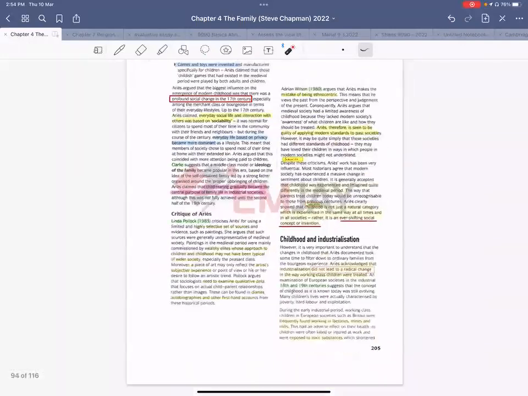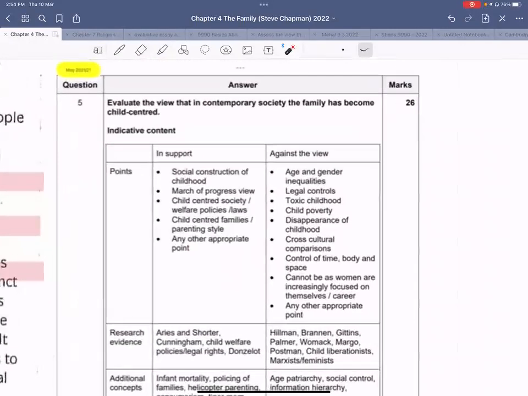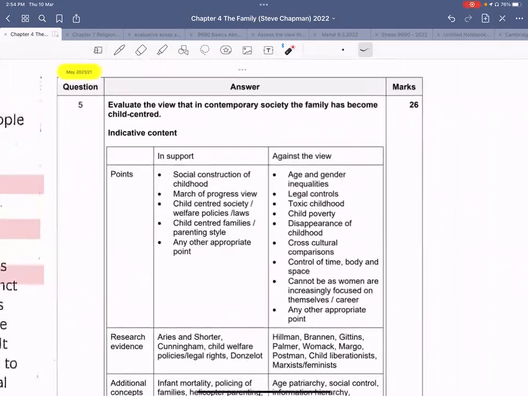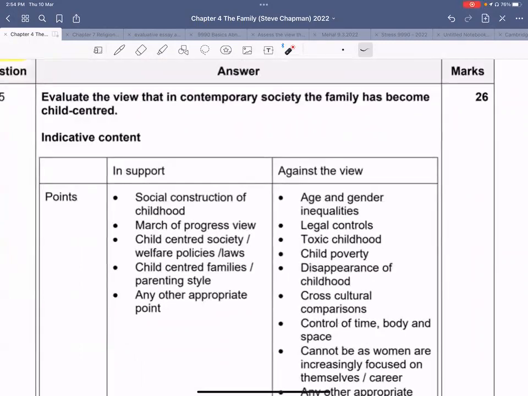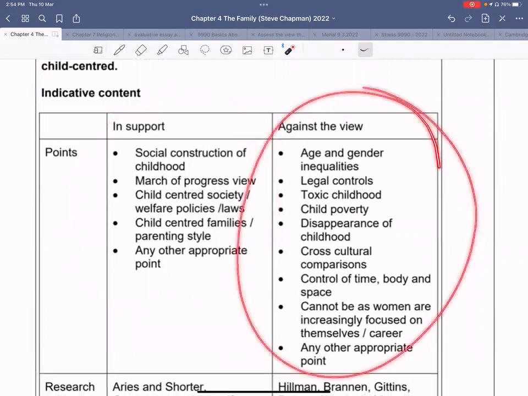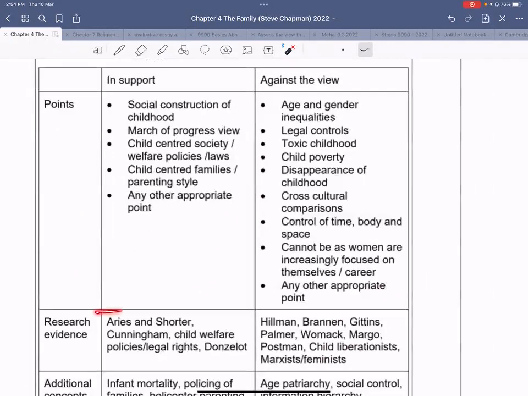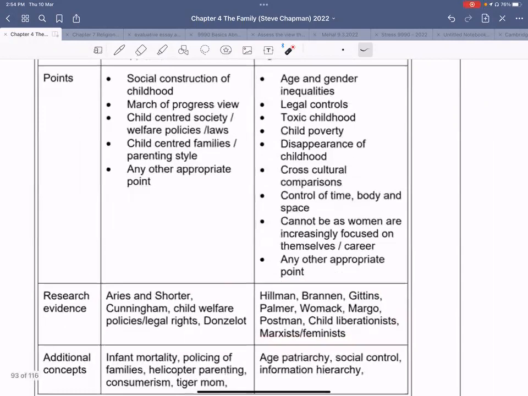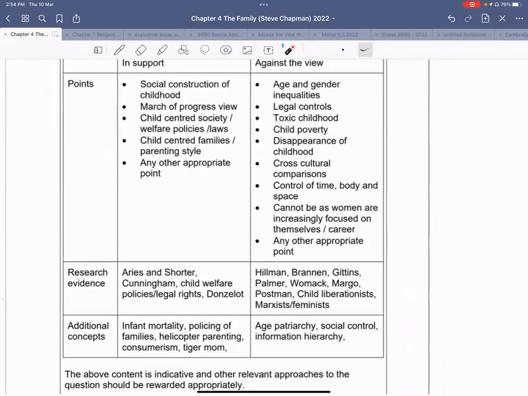And then we had another question in May-June 2020, the 21 variant. Evaluate the view that in contemporary societies, the family has become child-centered. The family has become child-centered or has not become child-centered. Again, these references that you have over here, you often used them, but let me remind you all that these names are merely indicative content. It depends on what book you're preparing from. Clear?